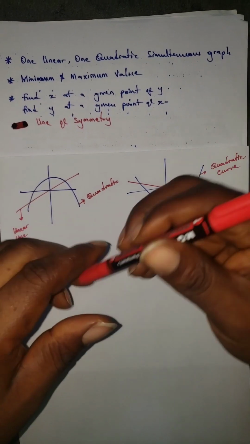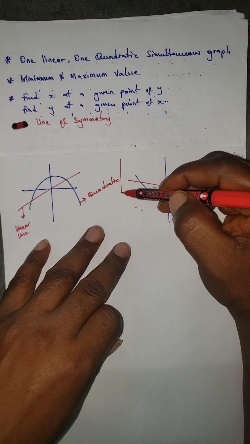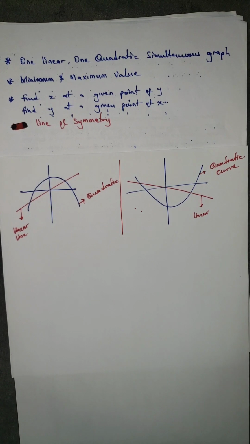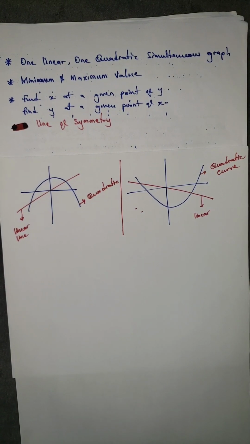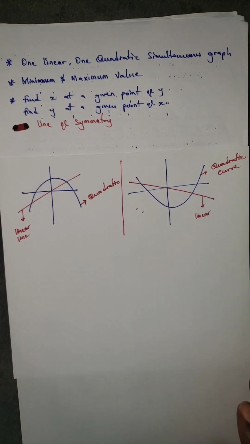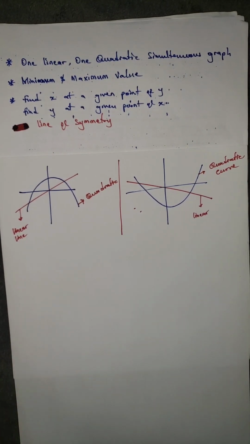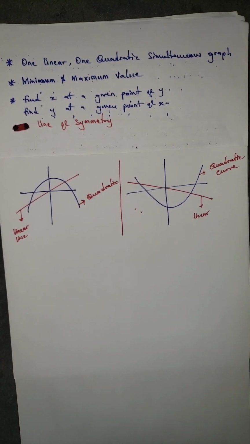So most of the problems on one linear, one quadratic simultaneous graph are going to look like this. These two graphs you are seeing here, please, they are different, so let me separate with a line. Okay. Now the question is, how can we get our solution from this curve?